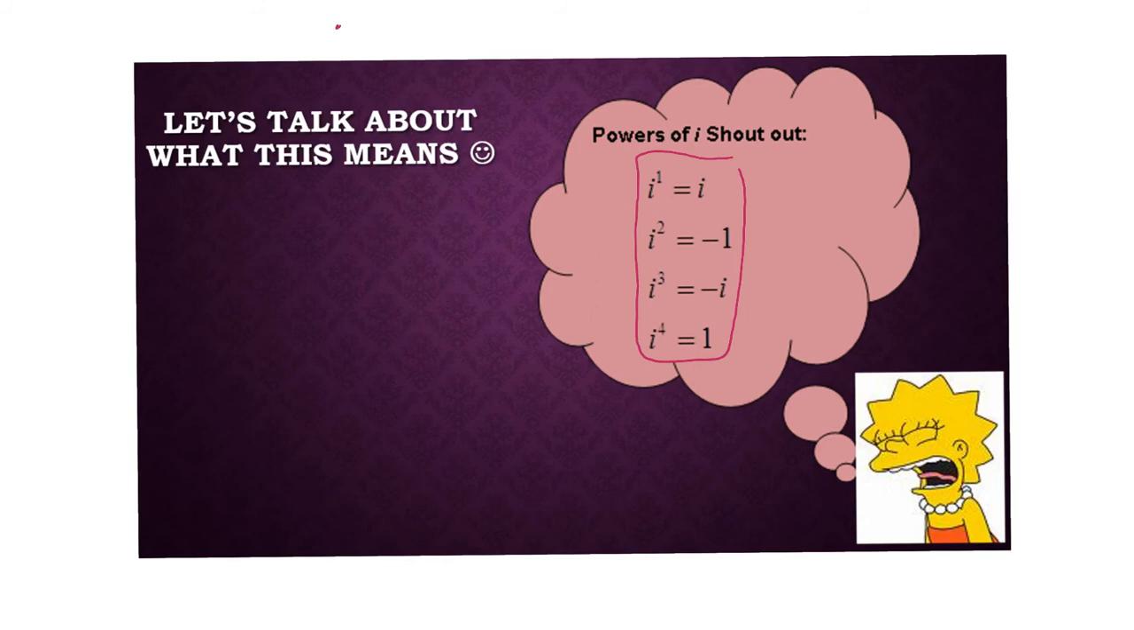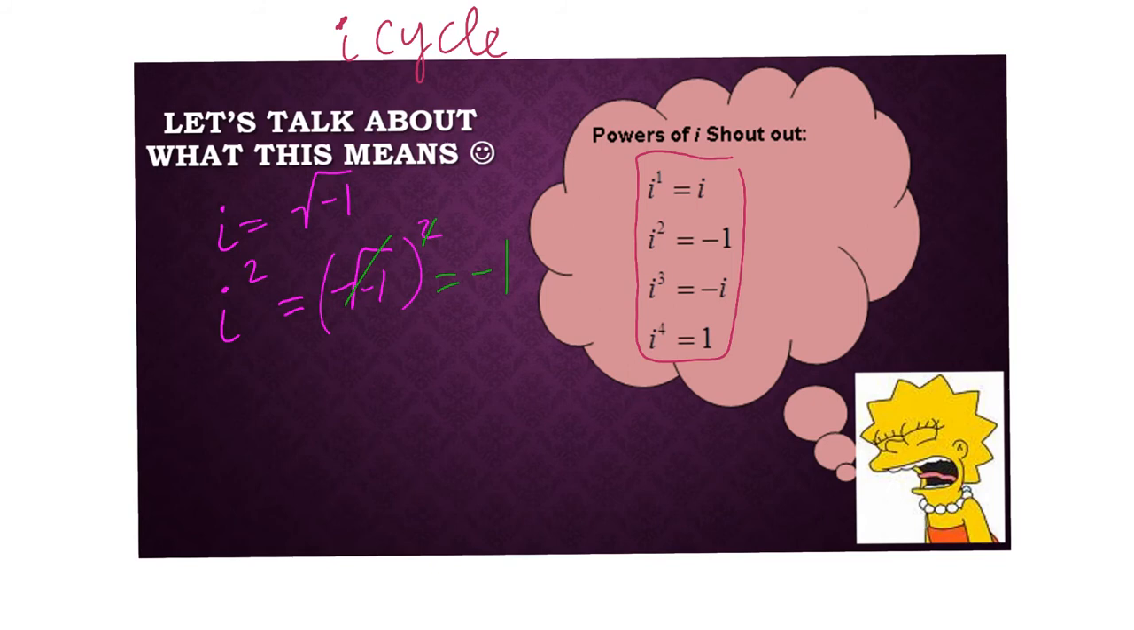And I know that sounds funny, but it's called the i cycle because it actually goes kind of in a round. All right, so i to the first power is just i because i is the square root of -1. Well, if we square both sides, we have i squared and the square root of -1 squared. That squared actually gets rid of the square root, so it equals -1.